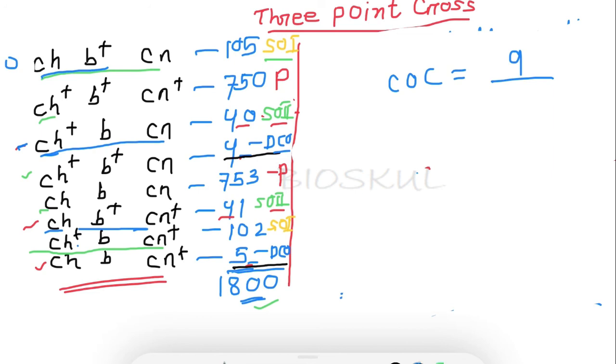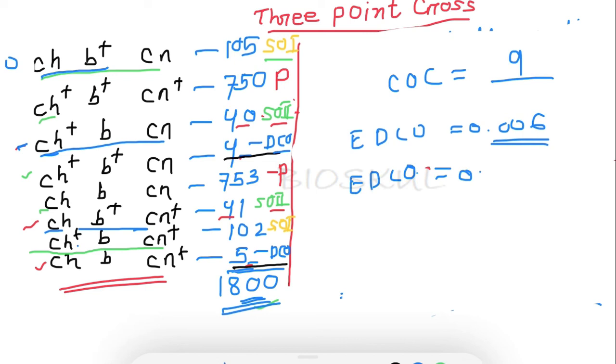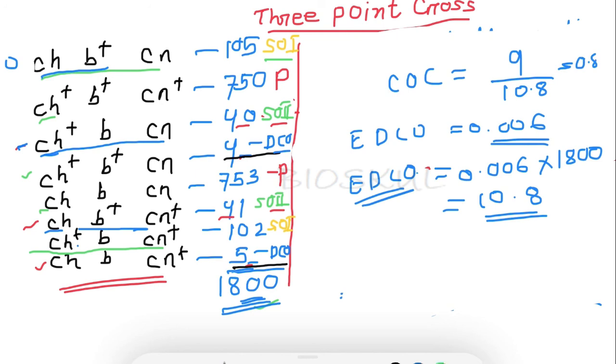Now the coefficient of coincidence: observed number of double crossover is 9, and we calculated the expected number of double crossover. What did we get? The expected number of double crossover we got 0.006, but we are calculating for 1800 progeny. So the expected number of double crossover will be 0.006 multiplied by 1800. So it will be 10.8. Okay, so now the value of expected number of double crossover is 10.8. So what will be the result? It will be 0.83. Okay, it will be 0.83. Now we got the coefficient of coincidence. It is calculated by dividing observed number of double crossover by expected number of double crossover.